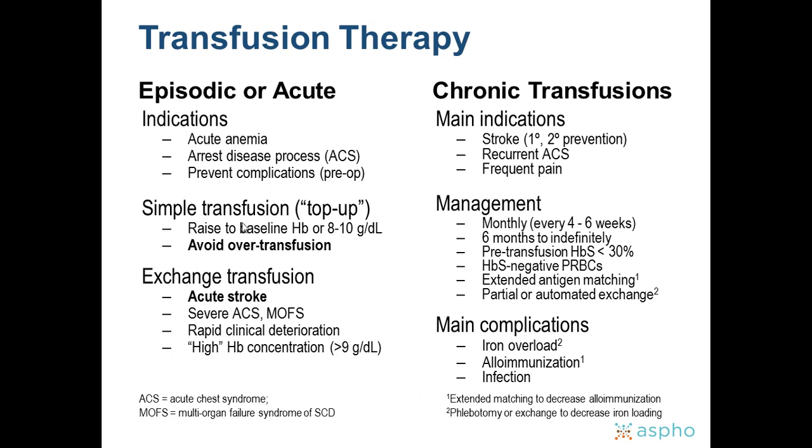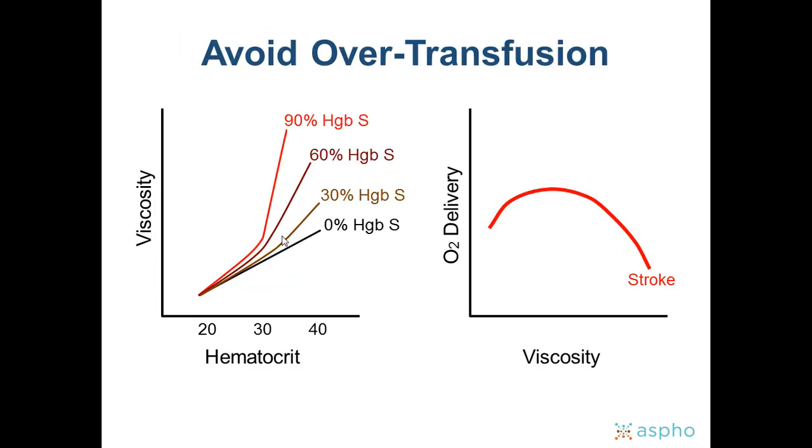Now, when you give simple transfusions, you need to avoid overtransfusion, and so why is that? So in everybody, there is a relationship that's linear between hematocrit and viscosity. So as hematocrit goes up, viscosity goes up. But if you throw on increasing mixtures of hemoglobin S, there's an inflection point at a hemoglobin of 10, hematocrit of 30, so that with increasing viscosity, blood flow, oxygen delivery then falls.